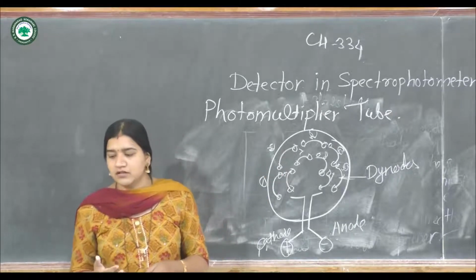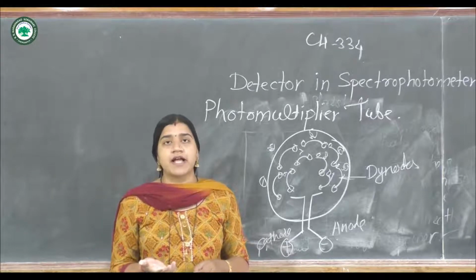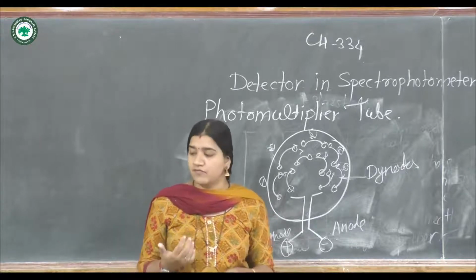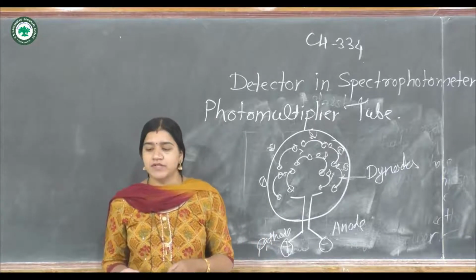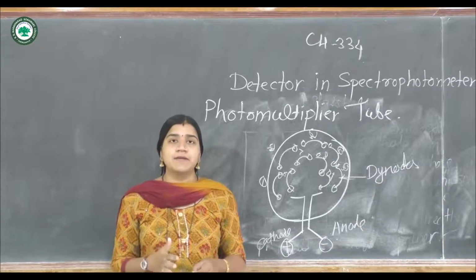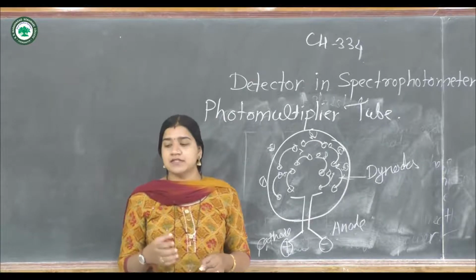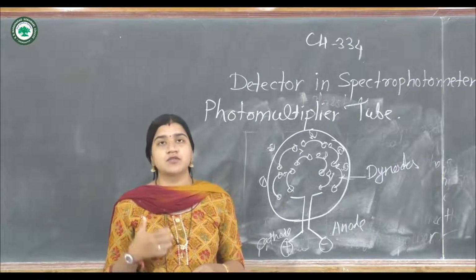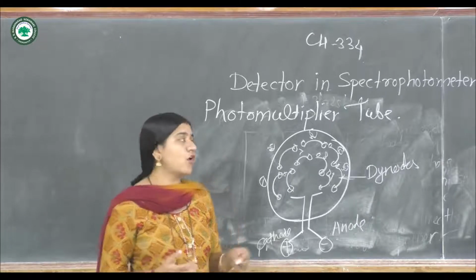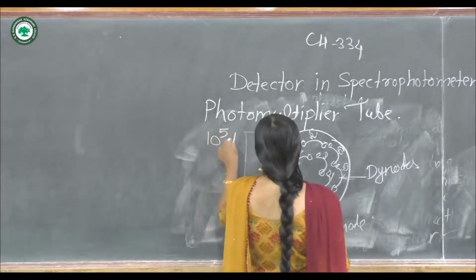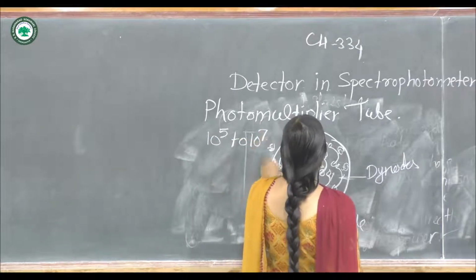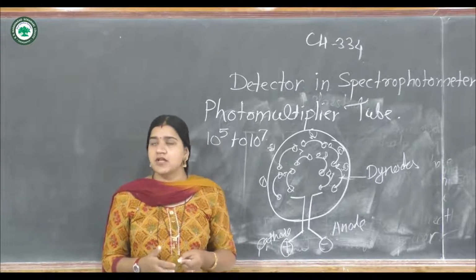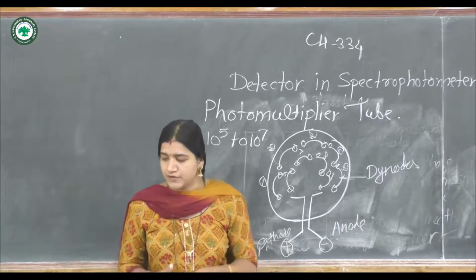So what is the role of a diode? It increases the number of electrons and after increasing the number of electrons, along with that it multiplies the amount. That means initially if the number of electrons is 2 to 5, then at the end you will obtain 10 raised to 5 to 10 raised to 7 electrons as a result of this multiplication, or as a result of these different diodes. So this is about the photomultiplier tube.